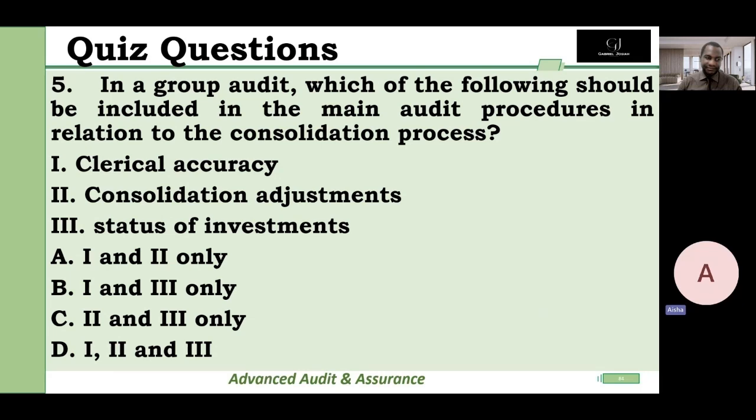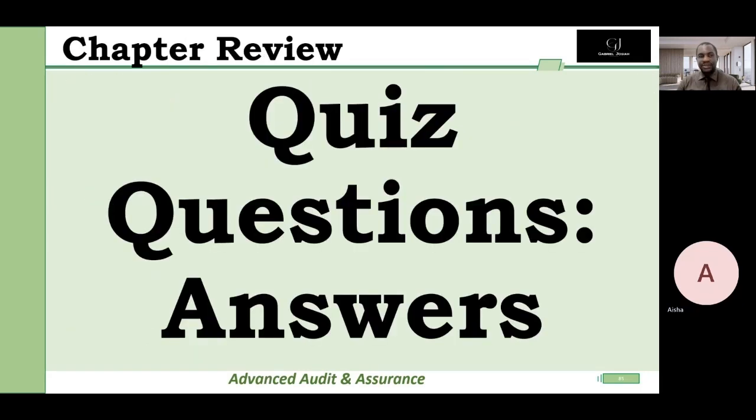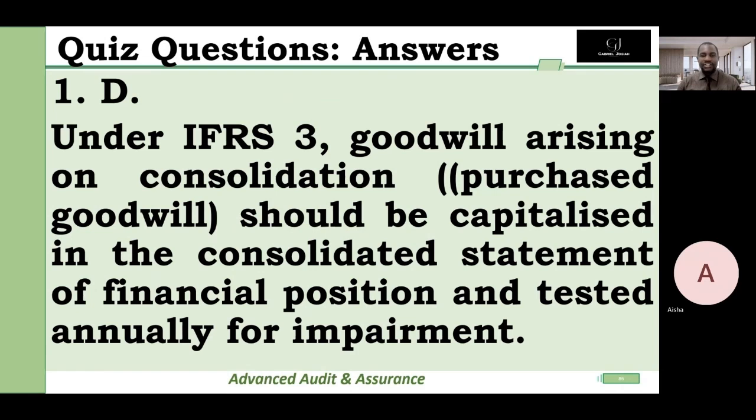Final answer. Yes. Okay. Let's go to judgment D. Number 1, D, and she got it. Under IFRS 3, you were so certain about that one. Goodwill arising on consolidation. Have you passed CR or you're writing CR? I've passed CR. No wonder.